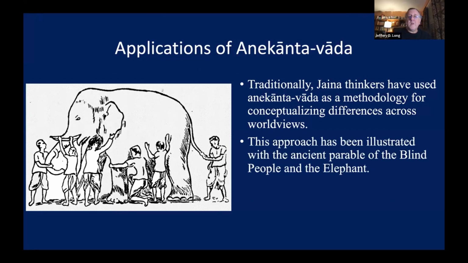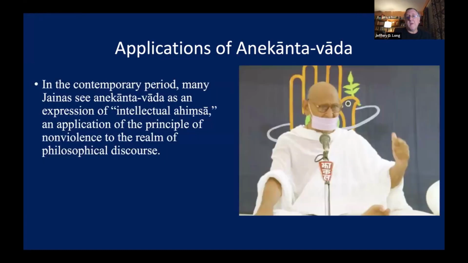This approach has been illustrated with the ancient parable of the blind people and the elephant, which I'm going to assume most of you are very familiar with. It comes from India. The oldest version, I believe, we have is from the Buddhist Pali scriptures, but it's been used frequently by Jain authors, by Buddhist authors, by authors from a variety of Vedic darshanas or schools of thought. And we'll see that Sri Ramakrishna himself used this parable.